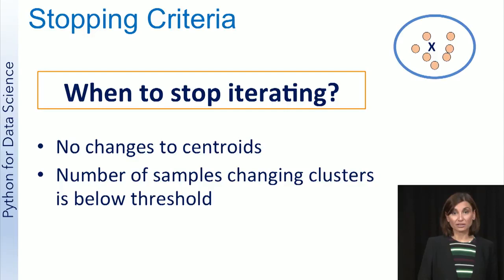The stopping criterion can be relaxed to the second stopping criterion listed here, which is when the number of samples changed in clusters is below a certain threshold, say 1%, for example. At this point, the clusters are changing only by a few samples, resulting in only minimal changes to the final clustering results. So the algorithm can be stopped here as well.